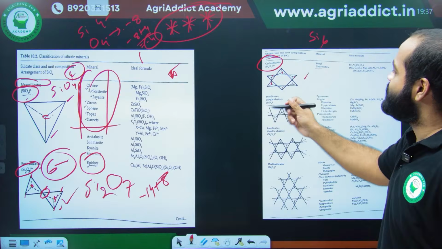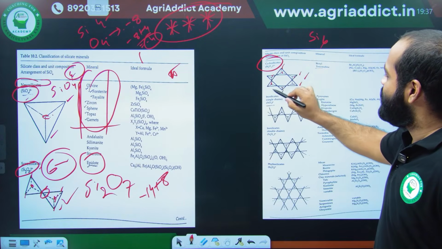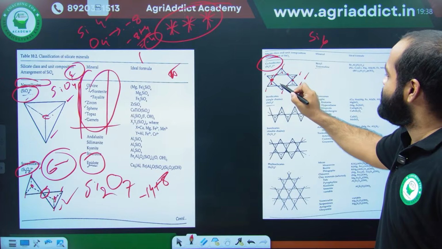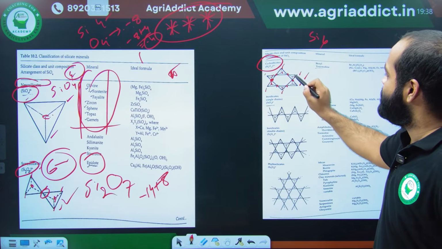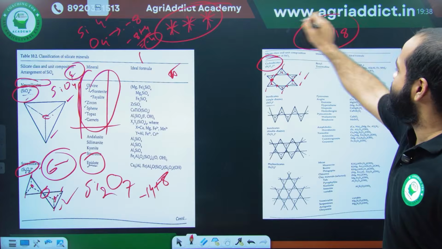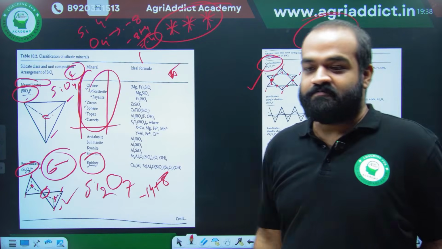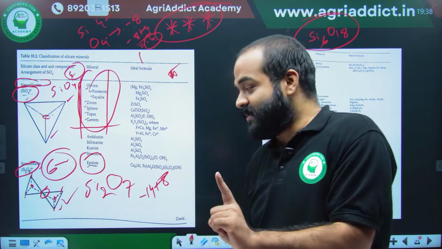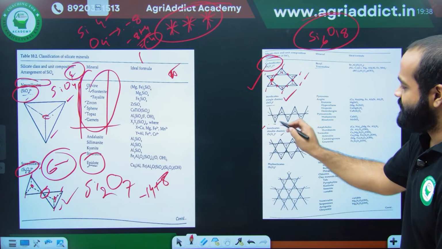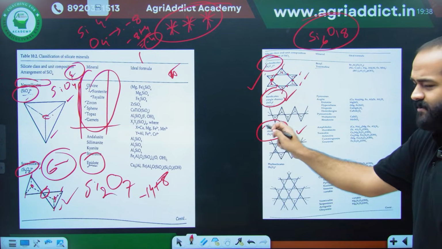Now you calculate the oxygen. 1 2 3 4 5 6 7 8 9 10 11 12 13 14 15 16 17 18, exactly equal, no problem, all the calculation has come out, so everything is fine. Likewise, you have to remember this, especially inosilicates and double chain and single chain. Remembering this double chain is a bit difficult.